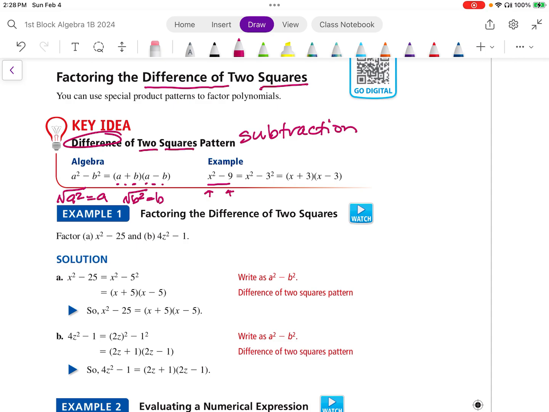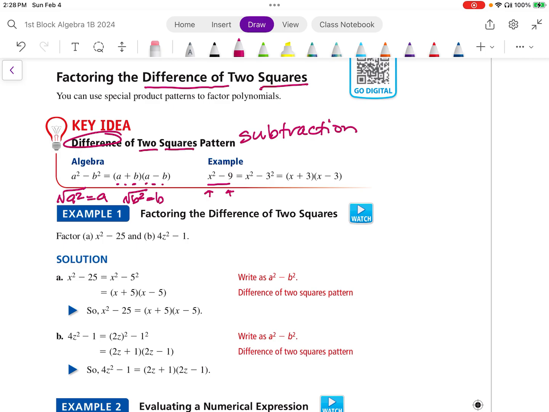Then we look at the second term, 9. Is 9 a perfect square? In other words, is there a number times itself that equals 9? Yes, 3. 3 times 3 equals 9. So that means this is x squared minus 9, the difference of squares.